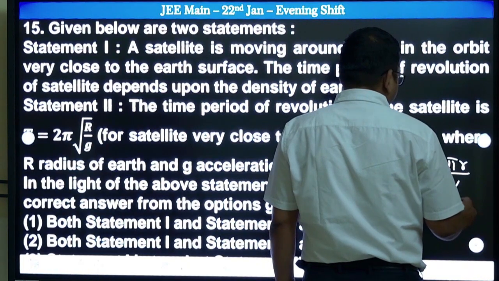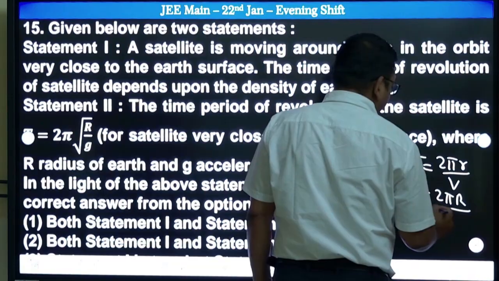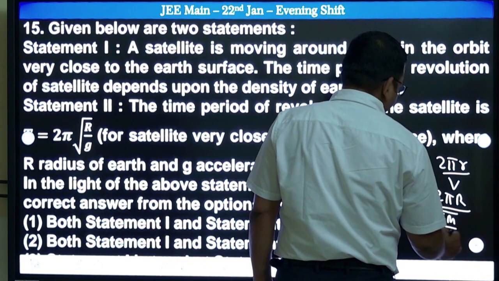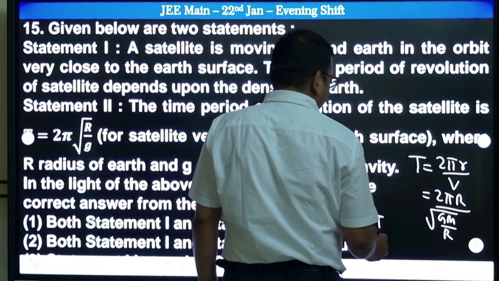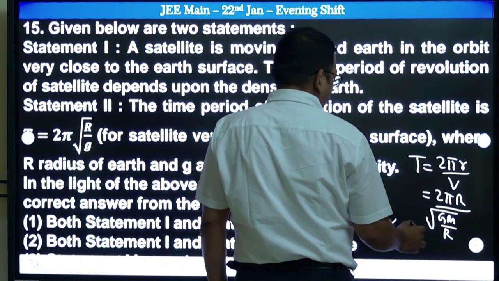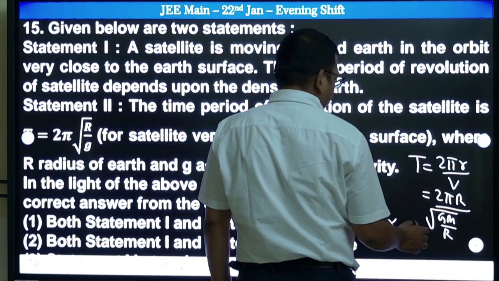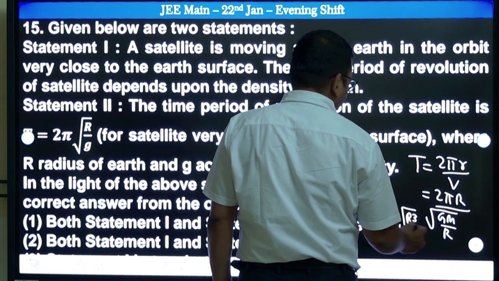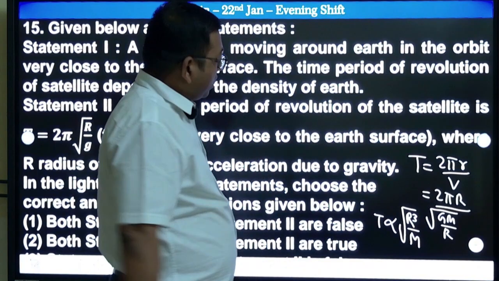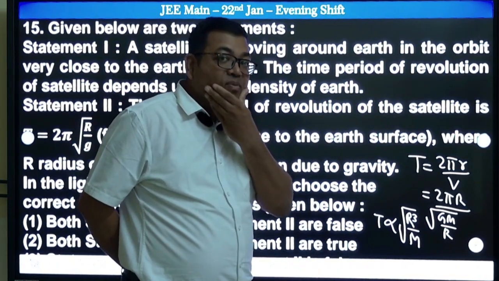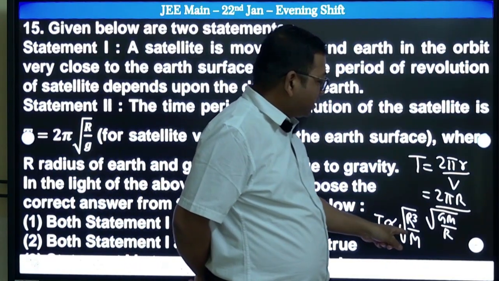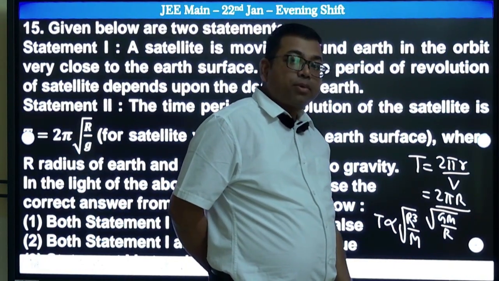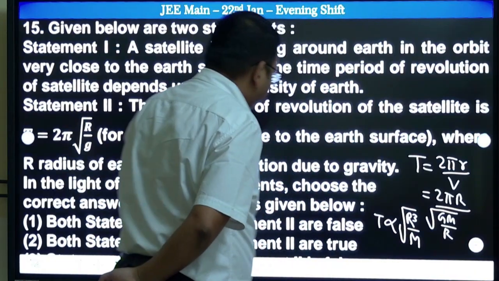Here v is the orbital velocity, root under GM by r. So you know that the time period is proportional to square root of r cube by mass. Now try to write mass in terms of density. Mass is equal to density into volume, and volume comes in terms of r cube. So it is inversely proportional to 1 by root density, correct?